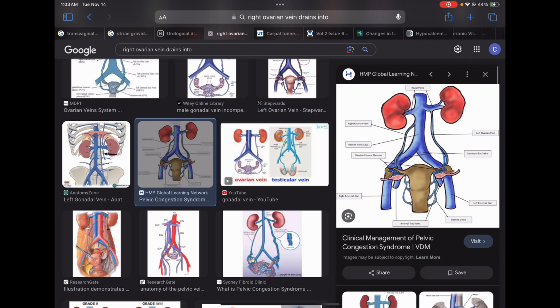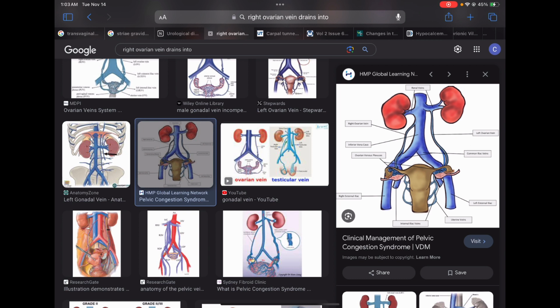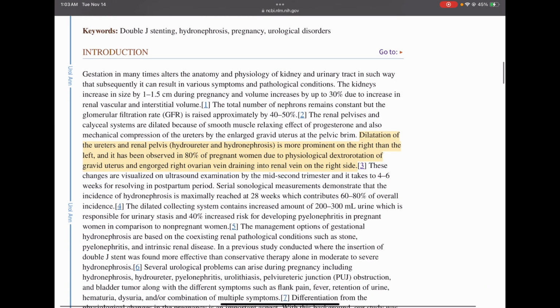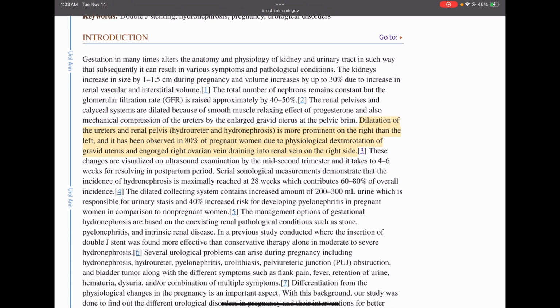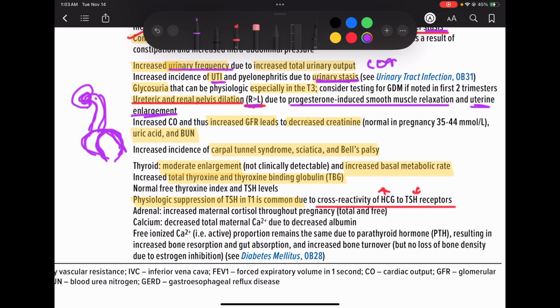So the uterus would dextrorotate towards the right side, which would put pressure on the right ovarian vein, which would lead to a backup of the blood, backflow of the blood, right? The right ovarian vein drains into the renal vein on the right side, so that will cause backflow of the blood. That induces the dilatation, which describes why the right side's dilatation is more than the left side's dilatation. And the smooth muscle relaxation is also one point, right?